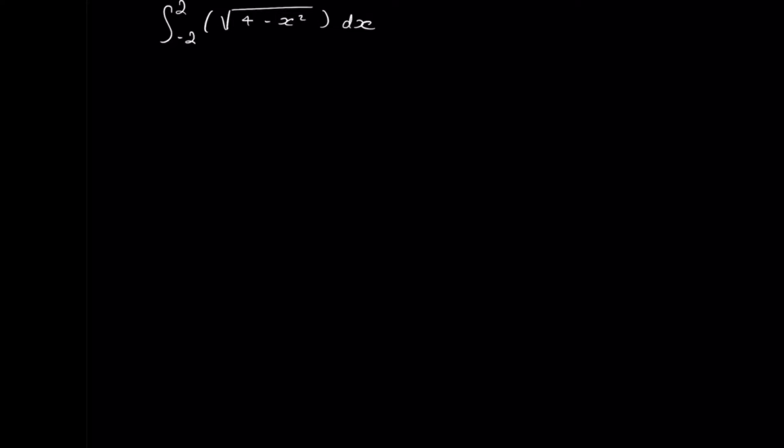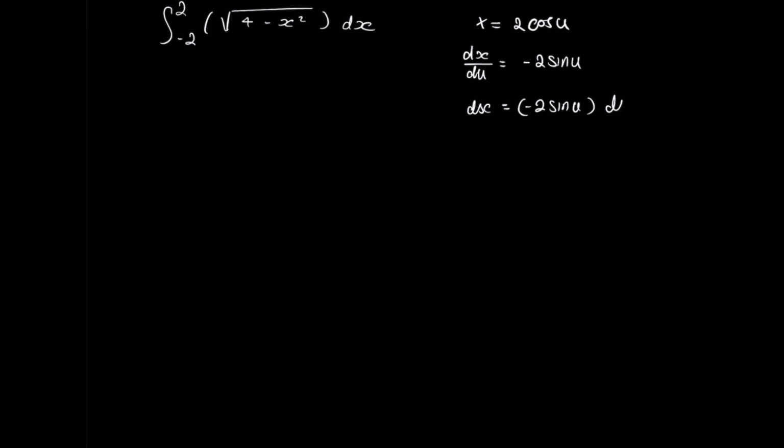We're going to solve this integral using a special type of substitution. Whenever you see an integral of this form, we can use the substitution x equals 2 cos u, and you will see why this is a good idea soon. So let's find the derivative of x equals 2 cos u. So dx/du equals minus 2 sine u. And let's rearrange. We're going to get dx equals minus 2 sine u times du.